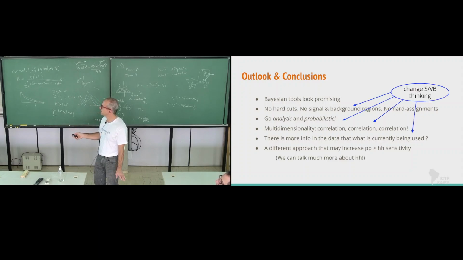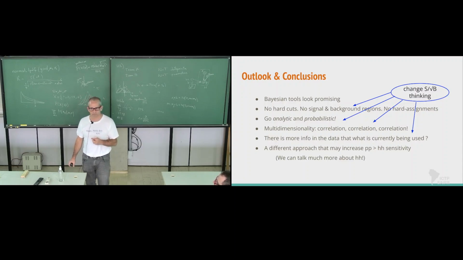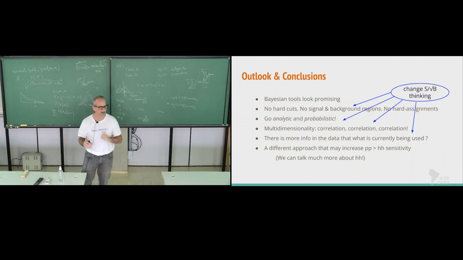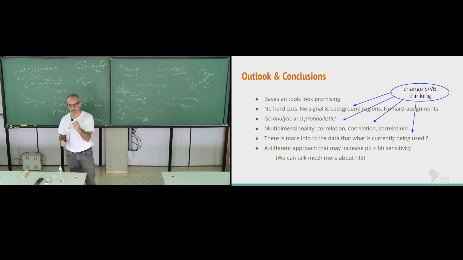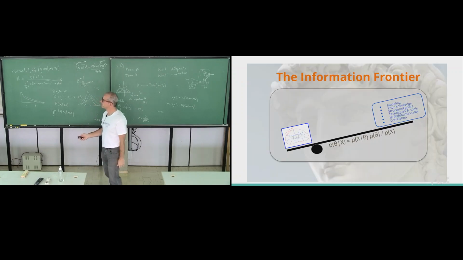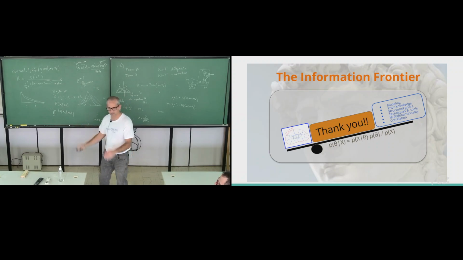But essentially, if you think a little bit, this changes the S over square root of B thinking. You can have one region where you have much more background than signal and still get the signal. It's not a counting experiment, it's a shape experiment, a derivative analytic. Essentially, we are trying to push the information frontier using Bayes' theorem. Thank you very much.